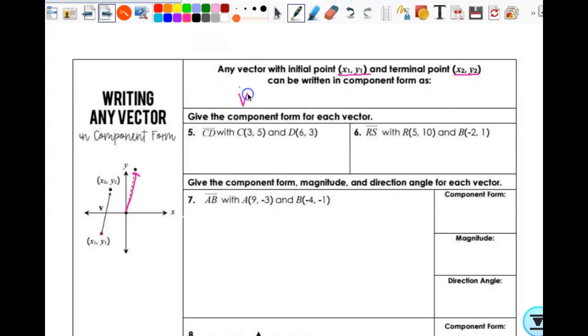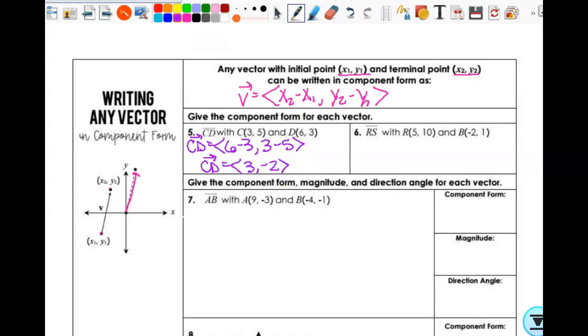So this would be vector B here, be equal to, and then you just do x2 minus x1, comma, y2 minus y1, and that gives you your component form. Okay, don't ever mix your x's and y's. So the component form for vector CD then would be 6 minus 3, comma, 3 minus 5. So vector CD is going to be 3, negative 2. That's your component form that would get you your magnitude and direction angle. We good with that? All right, then y'all do number 6. Find RS.